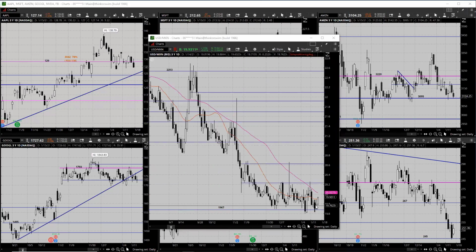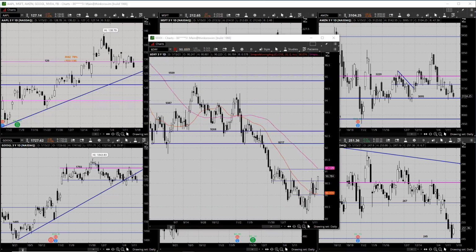Dollar peso just a little bit higher. Not anything of any real significance. Trying to find a bottom. And then cash dollar index, a little bit higher here.